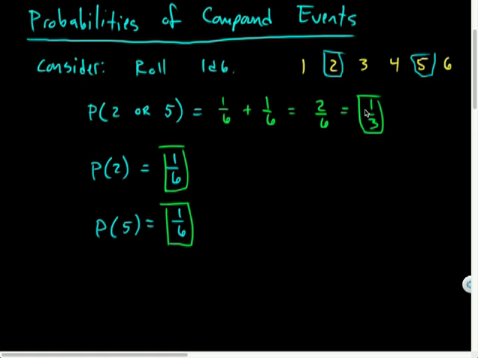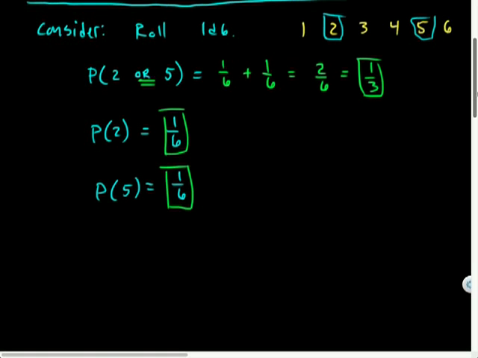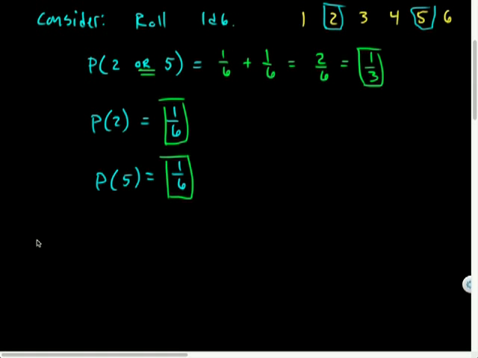All right, and the reason I can do that, for OR problems, at least this particular OR problem, is that I can never roll something that is both a 2 and a 5 at the same time, right? It's either a 2 or a 5. There's no overlap between those two things. So let me talk about why I could just straight up add those probabilities. It's because these two events, rolling a 2 or rolling a 5, are called mutually exclusive.